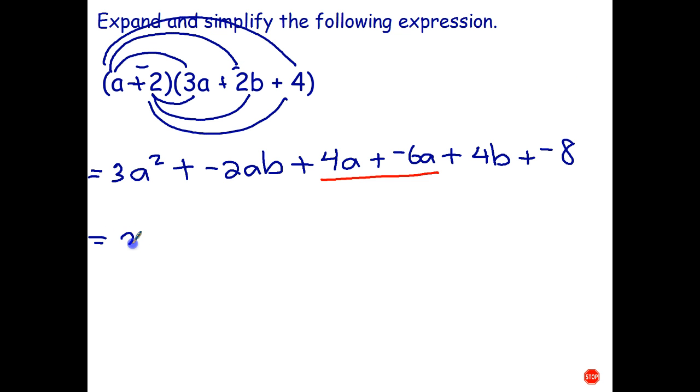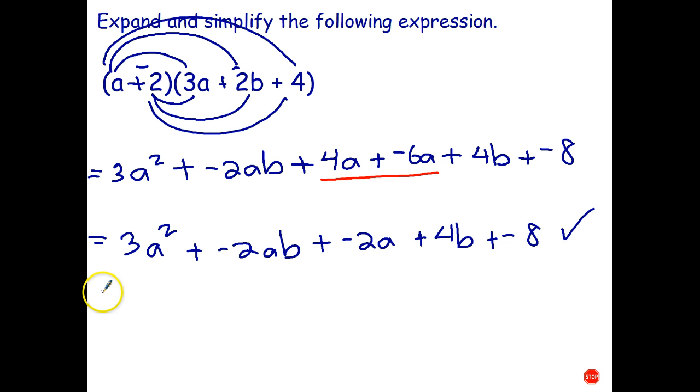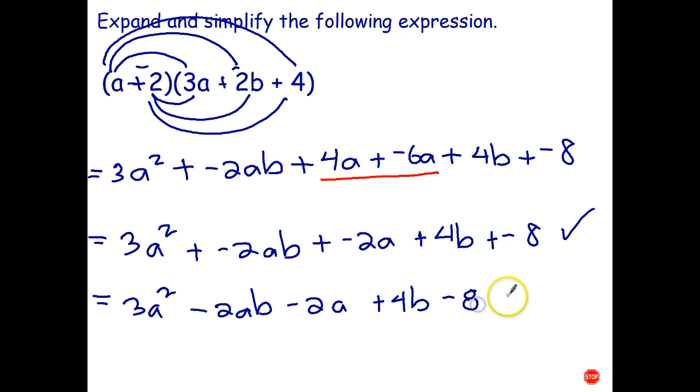So that's going to become 3a squared plus negative 2ab. Now 4 plus negative 6: I've got $4 plus a bill for $6. So after I pay off as much of the bill as I can, I still owe $2. Plus 4b plus negative 8. And that's as simple as we can write it. Or you could write it as 3a squared minus 2ab minus 2a plus 4b subtract 8. And either of those is acceptable.